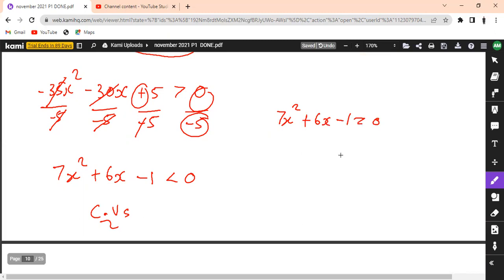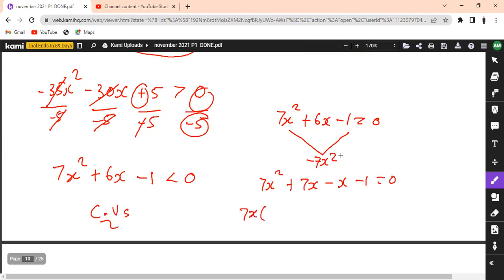You can use factorization or completing the square. I don't know which method I'm going to use here. Applying factorization, we have 7x squared. What are the factors that we are going to multiply to get minus 7x squared, but when we add, we are going to have 6x? So it's 7 and what? 1. Okay, so that's 7x squared plus 7x minus x minus 1 is equal to 0 here.